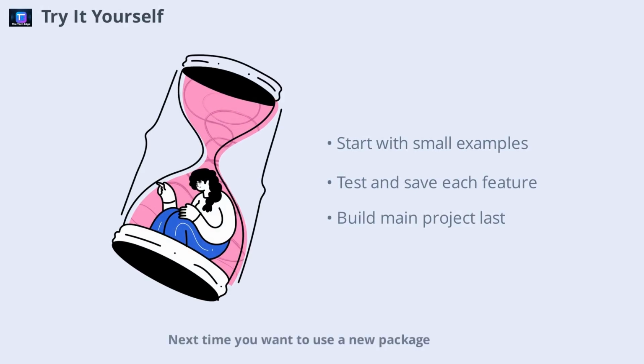Next time you want to use a new package, resist the urge to build your big project right away. Instead, make 2 or 3 tiny examples first. Get them working. Test different features, and save each file. Once you have these working examples, use them as your foundation. When you finally build your main project, you'll have a set of proven references to guide you. This method will save you hours and make your development process much smoother.